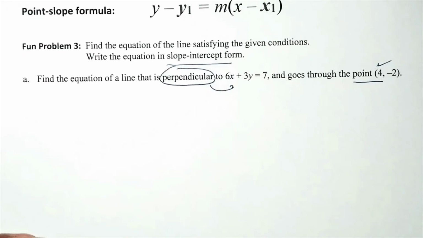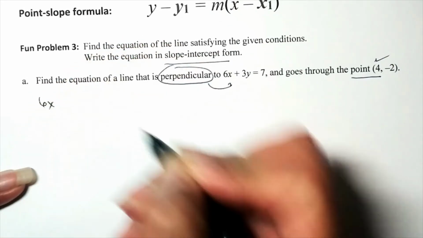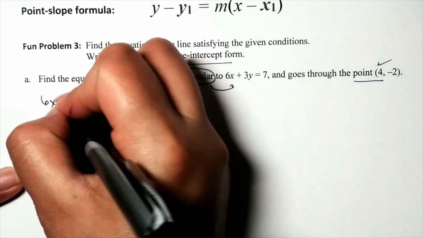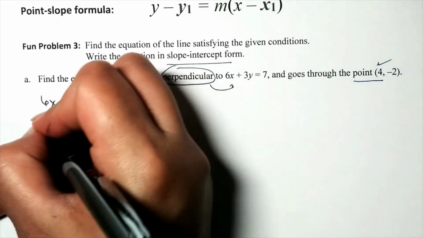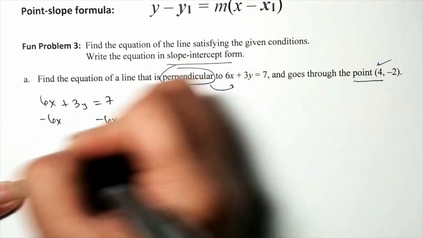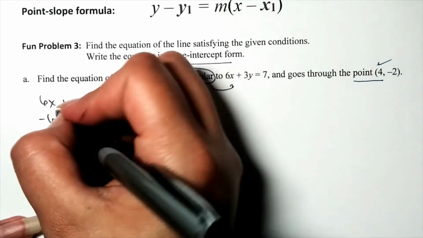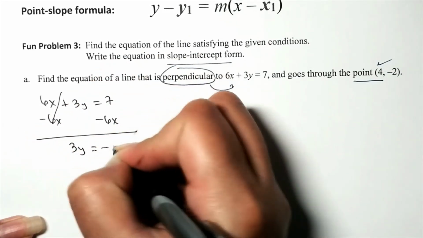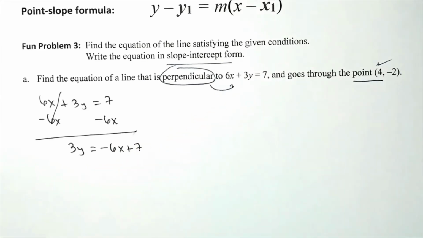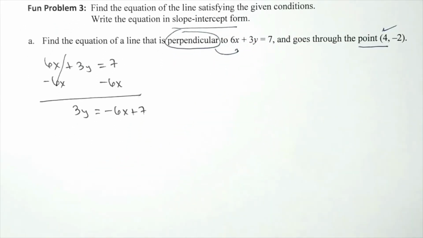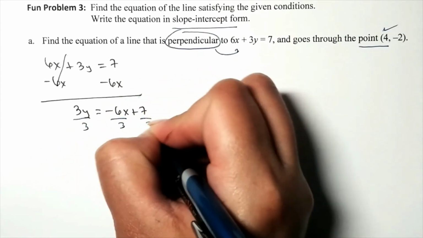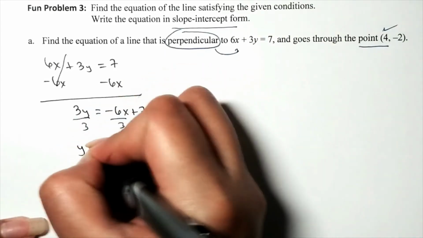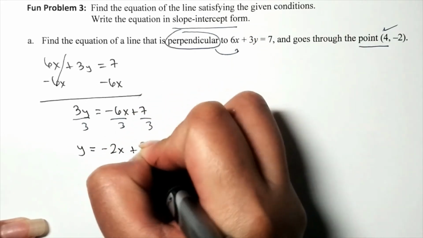So let's do this. The equation reads 6x plus 3y equals 7. Write this in slope-intercept form, so we solve for y. In order to isolate the y term, let's subtract 6x from both sides, and that will leave us with 3y equals -6x plus 7. To finish it off, to get rid of the times 3, let's divide both sides by 3. And then that will give us y equals negative 2x plus 7/3.